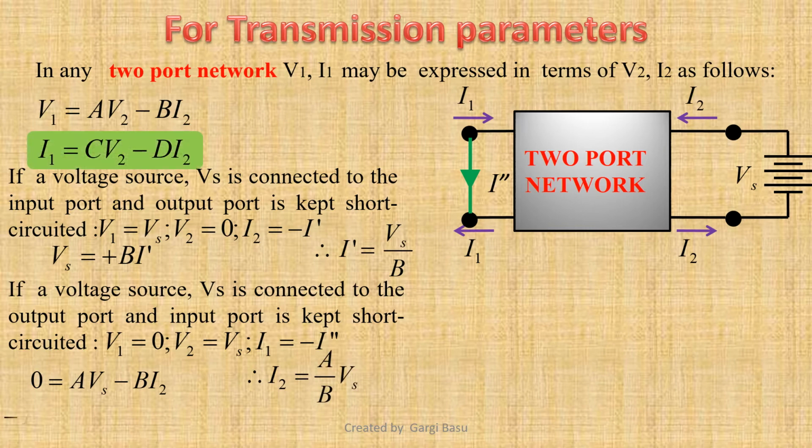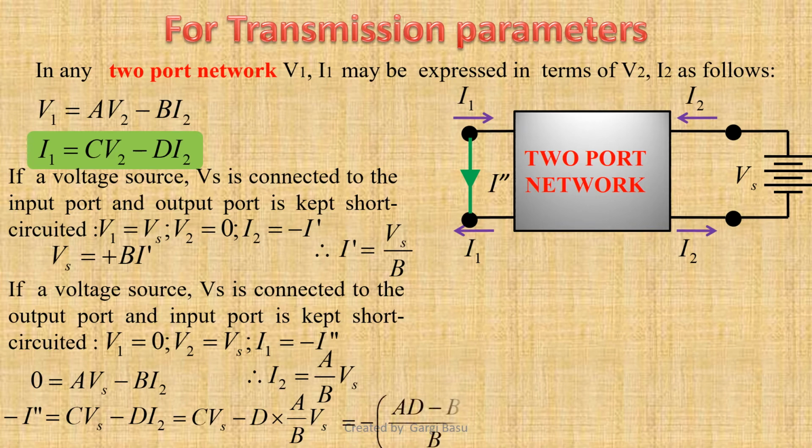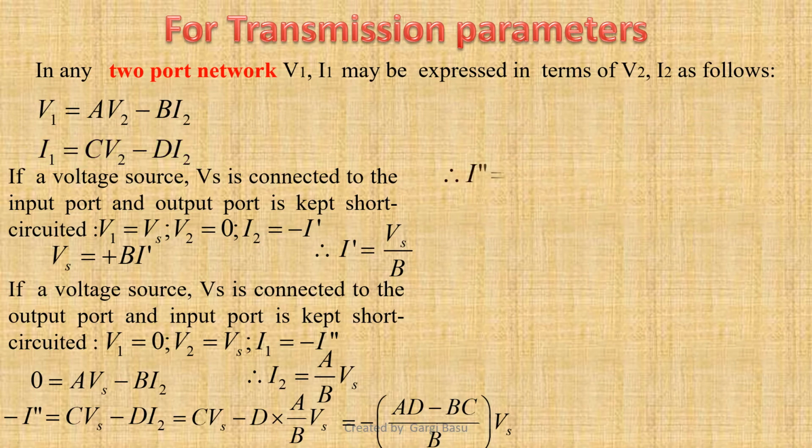Now from the second equation we get minus I double dash equals CVs minus DI2. Using the expression of I2 we can write CVs minus D into A by B times Vs. By rearranging this equation we get minus I double dash equals minus (AD minus BC) divided by B times Vs. Therefore I double dash equals (AD minus BC) divided by B times Vs, or we can write I double dash equals delta T by B times Vs, where delta T equals AD minus BC.